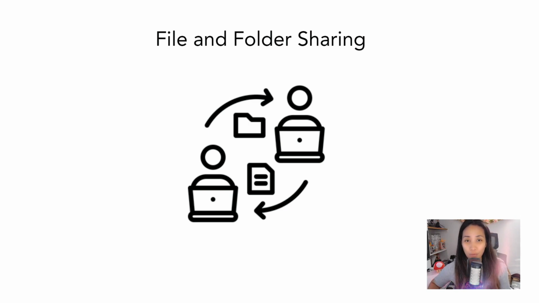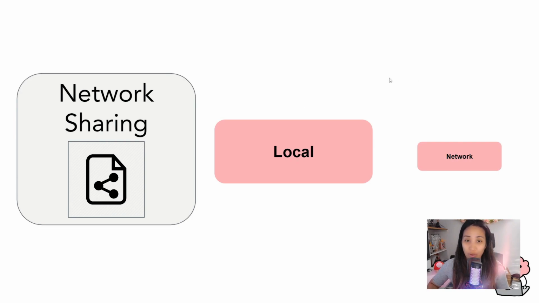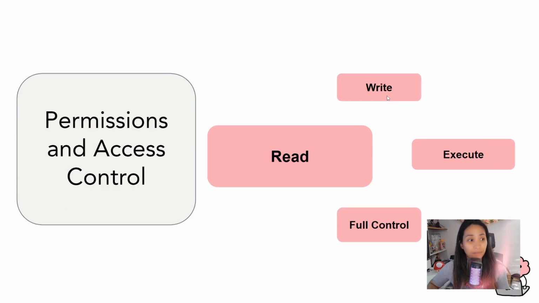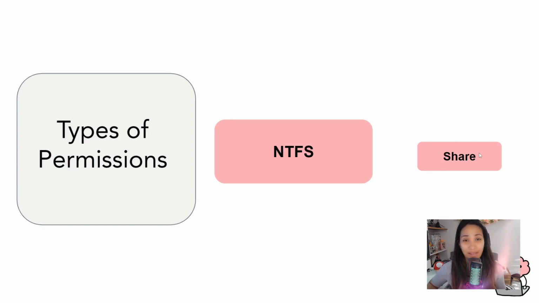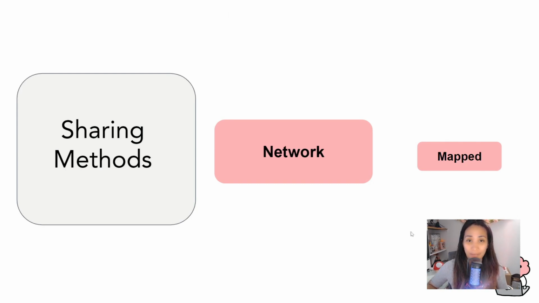So just a quick review of the concepts in file sharing. We do have two types of network sharing, local and network sharing. We also have different types of permission and access control: read, write, execute, and full control. And we have two types of permissions. It is important to understand what these are so you can implement and apply them better in your environment. We have what we call NTFS and share permissions. And we also have two types of sharing methods: network and map, which I will be showing you later when we do our hands-on activity.